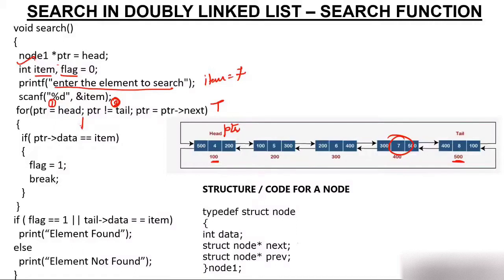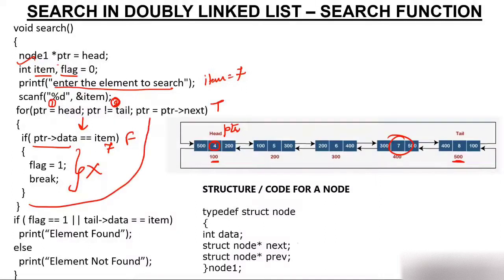The moment the condition became true, I'll move inside the loop and check: is ptr data, what is ptr data? 4, equal to item? Item is fixed. Is 4 equal to 7? No. The condition becomes false, and the moment the condition becomes false, I'll not move inside the if block.